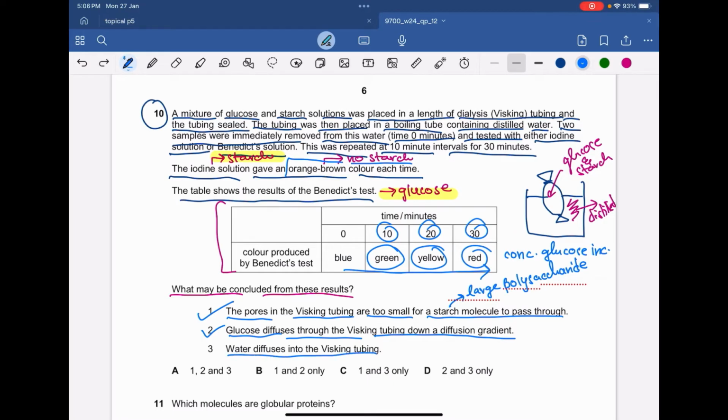Water diffuses into the visking tube. Alright, so the evidence for this statement is not given in the question anywhere, right?